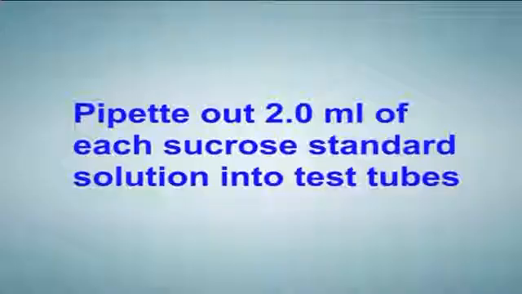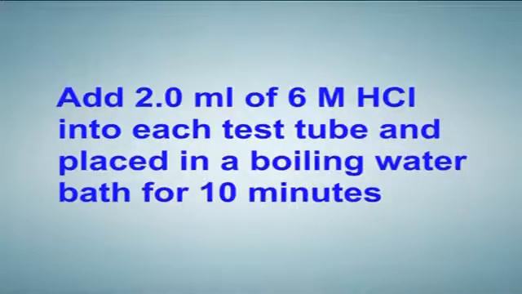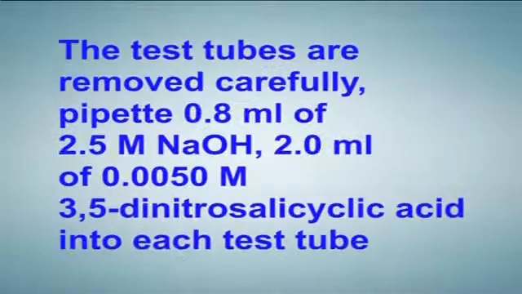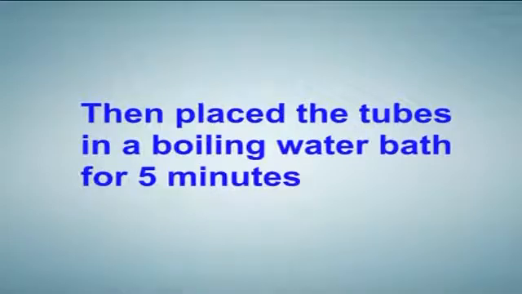Prepare 5 standards from the original stock solution and the 4 dilutions as follows. Pipette out 2 ml of each sucrose standard solution into test tubes. Add 2 ml of 6 molar HCl into each test tube and place in a boiling water bath for 10 minutes. The test tubes are removed carefully. Pipette 0.8 ml of 2.5 molar sodium hydroxide and 2 ml of 0.005 molar 3,5-dinitrosalicylic acid into each test tube. Then place the test tubes in a boiling water bath for 5 minutes.